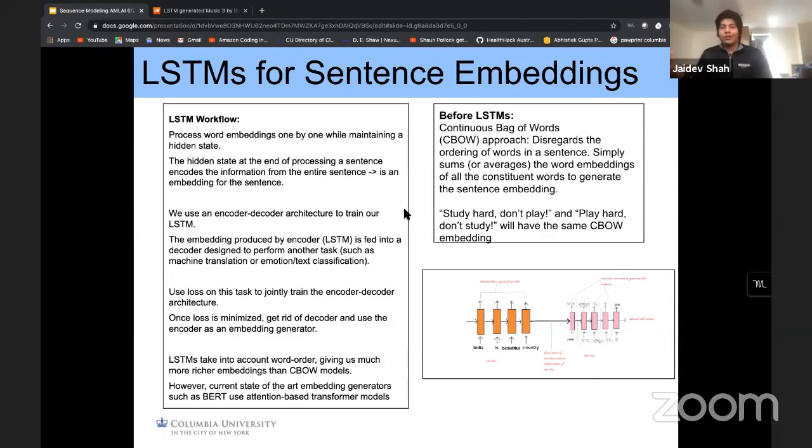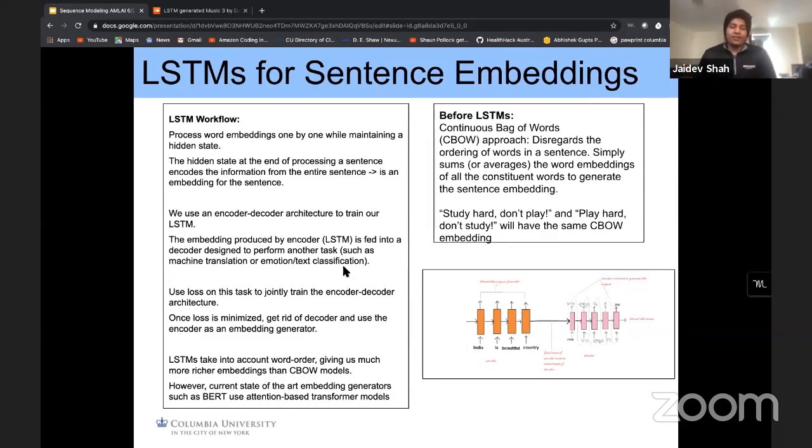This seems like kind of a stupid thing to do, right? Even in this example, you can see that the order of words is extremely important. "Study hard, don't play" is completely different from "play hard, don't study". However, even though this seems like a very trivial, naive way of doing this, continuous bag of words has worked well enough in practice when you're trying to come up with sentence embeddings. But this is before LSTMs. When LSTMs came into the picture, people realized that these can be used to get very nice sentence embeddings which are specific to the task I want to perform.